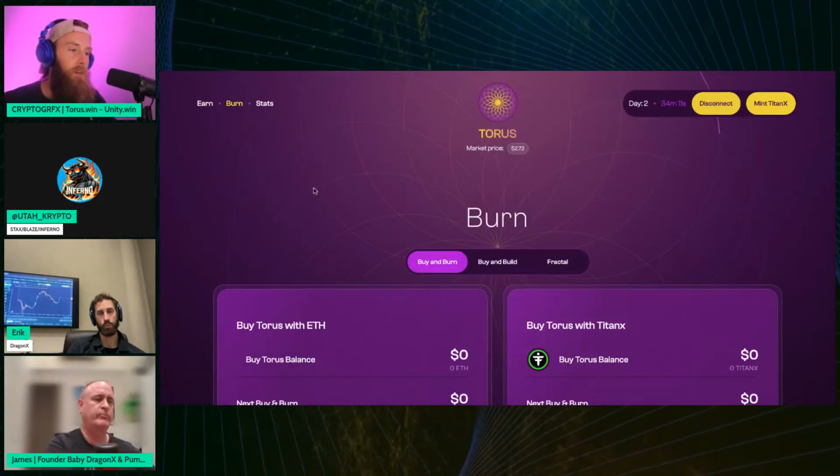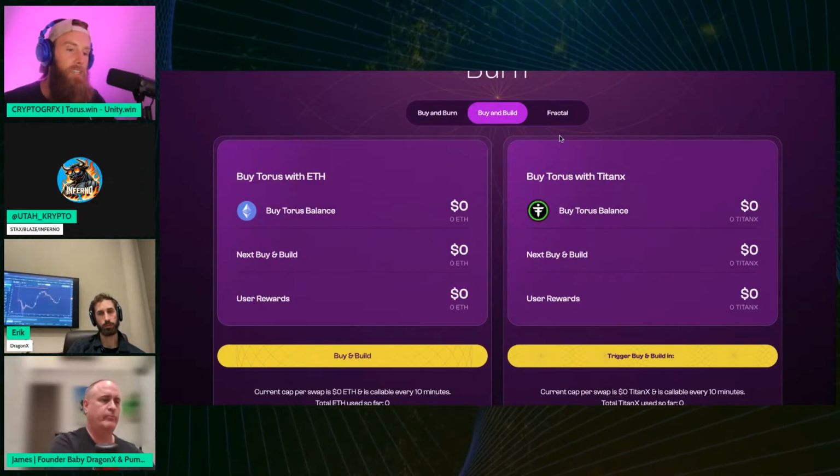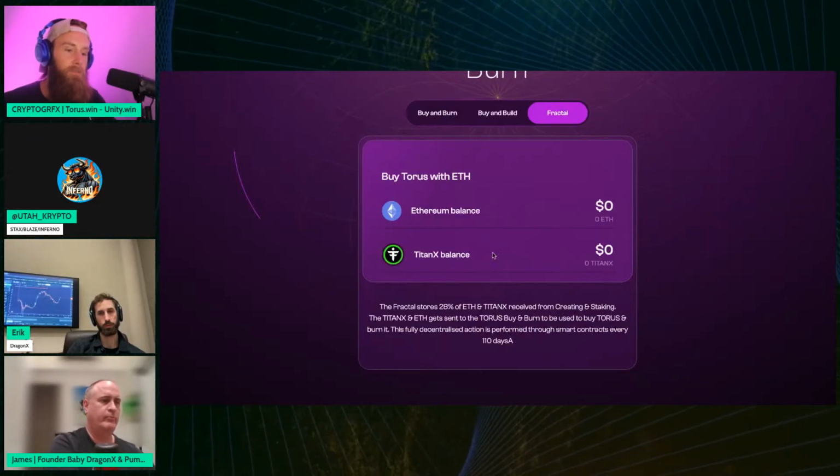as well as there's the burn page, which is going to have the buy and burn for ETH and a buy and burn for TitanX. You have the buy and build contracts, and you'll have the fractal balance. That's going to be here as well.